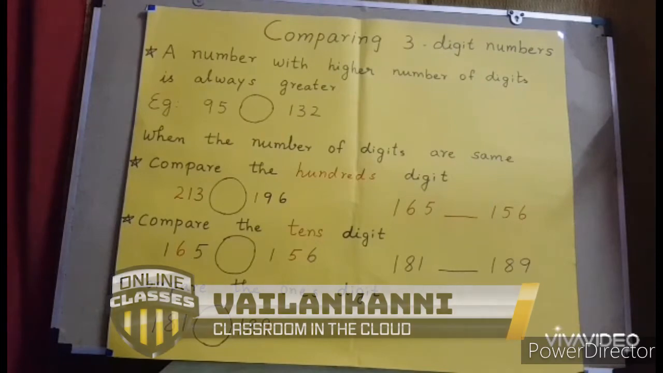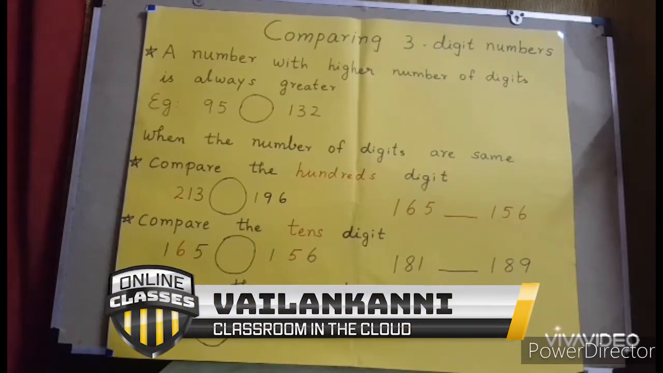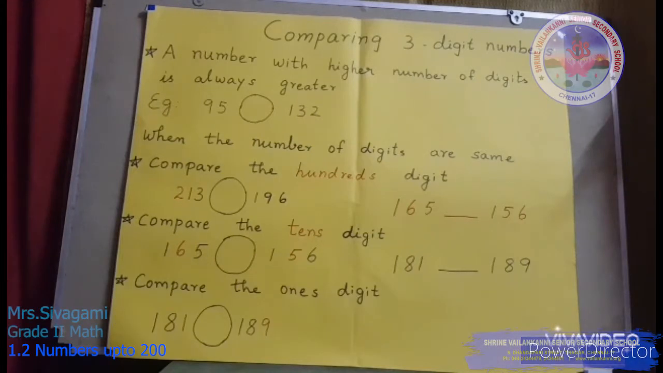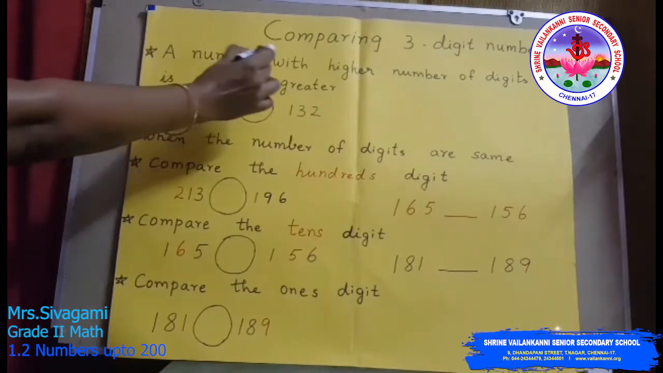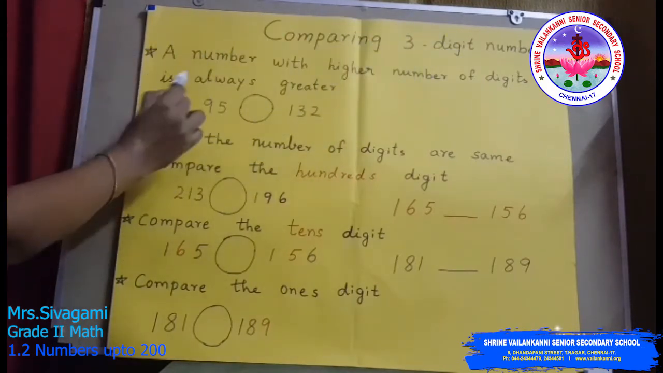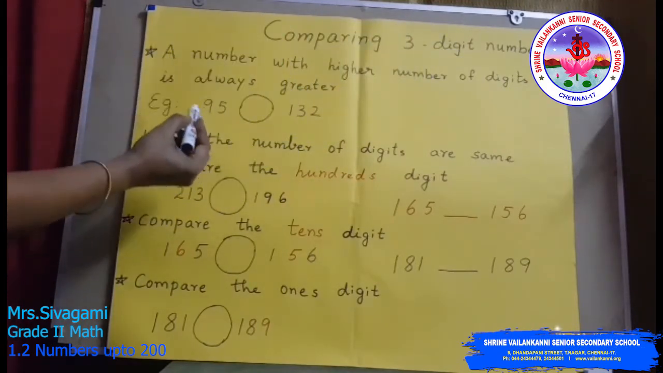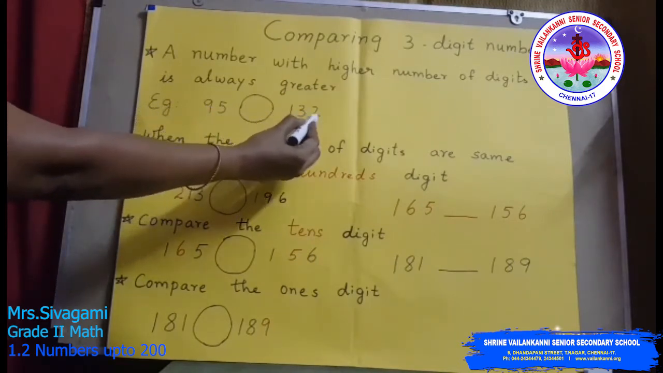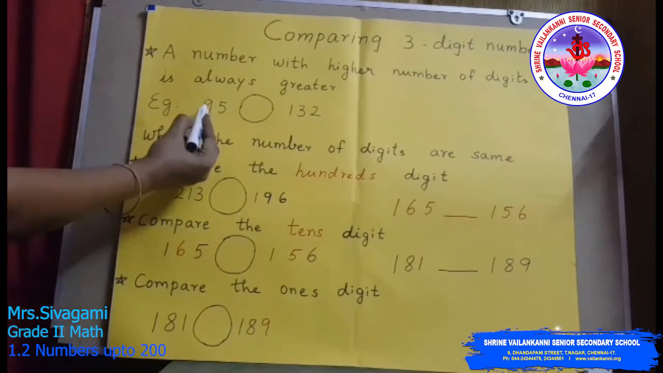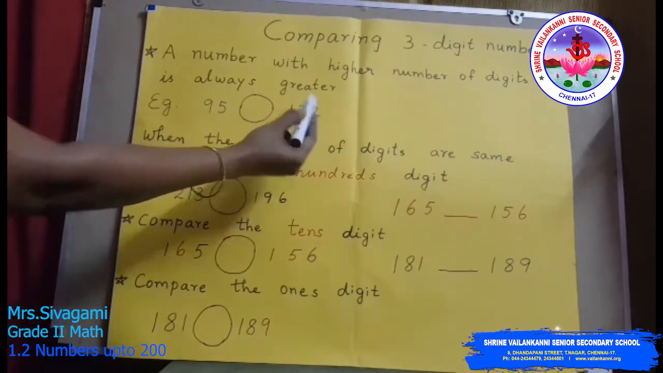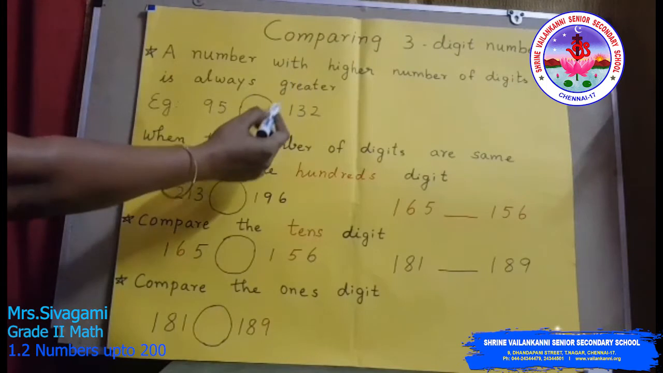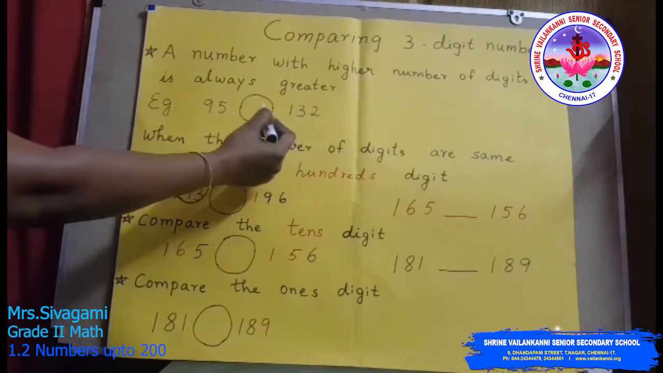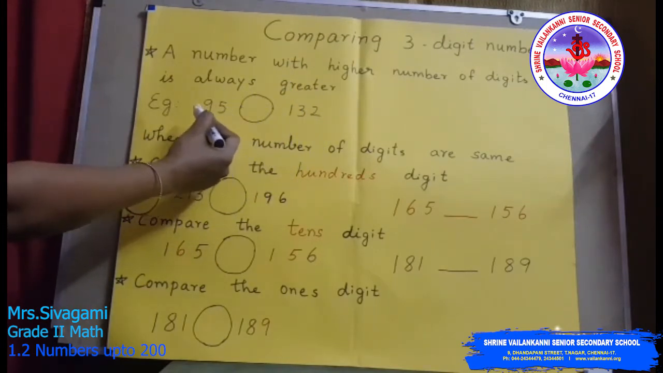Now we'll see how to compare three-digit numbers. There are a few steps we have to take into account while comparing three-digit numbers. The first one is, a number with a higher number of digits is always greater. We'll take for example the numbers 95 and 132. We can see that this is a two-digit number, and this is a three-digit number. So, the number with a higher number of digits is always greater than the other number.